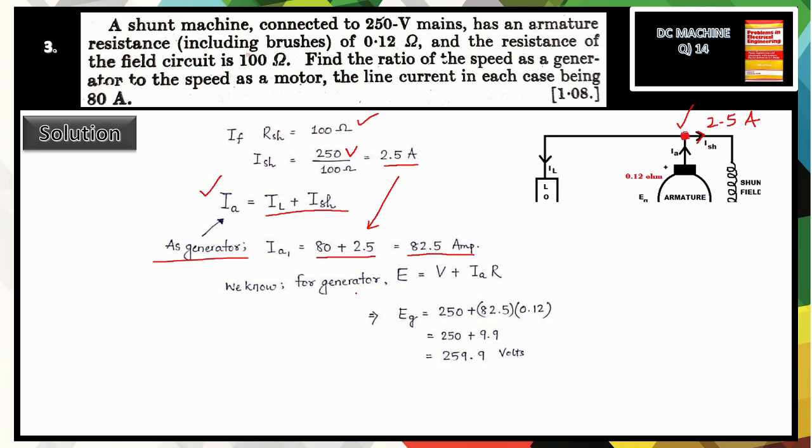And we know for the generator this is the equation of voltage: E equal to V plus IA RA. So EG will be calculated like this: 250 plus 82.5 into 0.12. This is the current value and this is the resistance value which is given in the question. So you can finally calculate the value of EG for the generator. So let's see what is the next part.